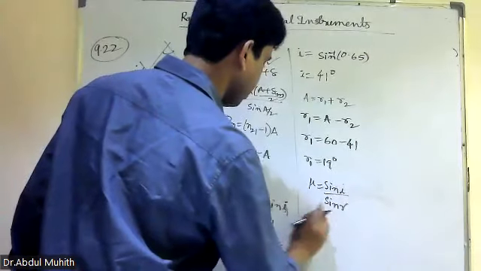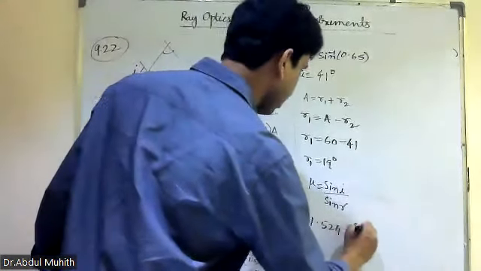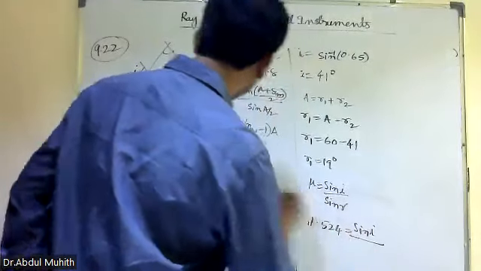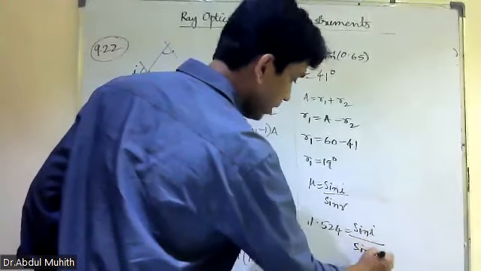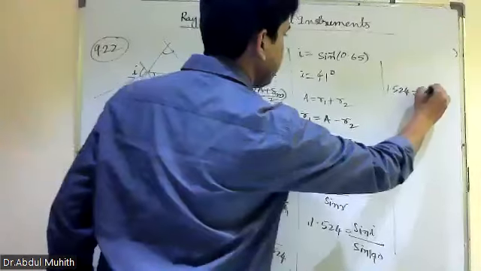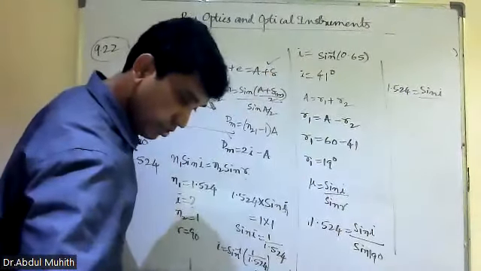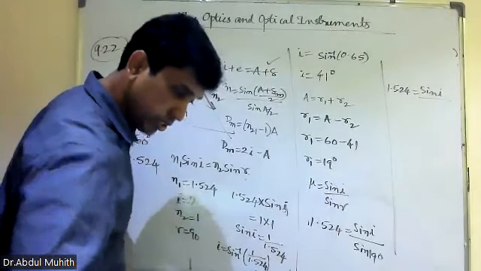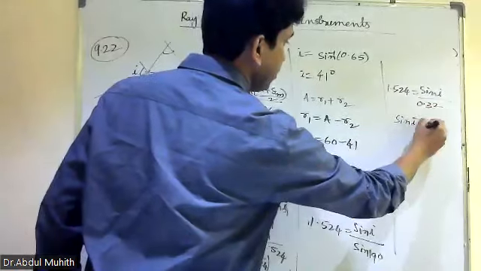So mu is equal to how much? Mu is already given to you. 1.524, which is equal to what? Sin I by sin R. Sin I I don't know. What is sin R? Sin R is 19 degrees. Can you find out sin 19 now? 1.524 is equal to sin I divided by sin 19. Sin 19 degrees, how much is it? 0.32.